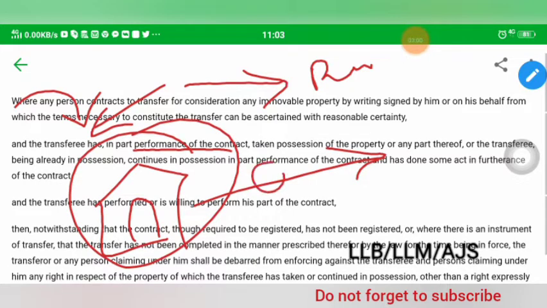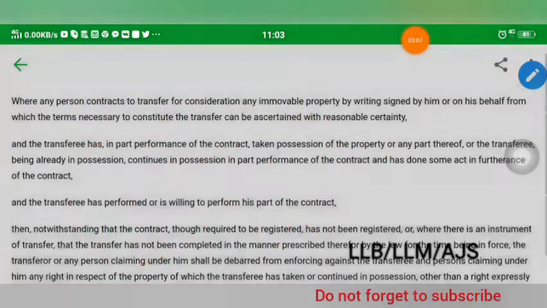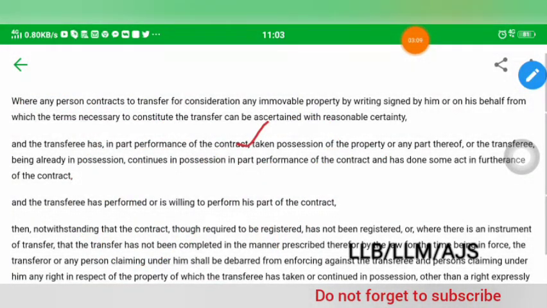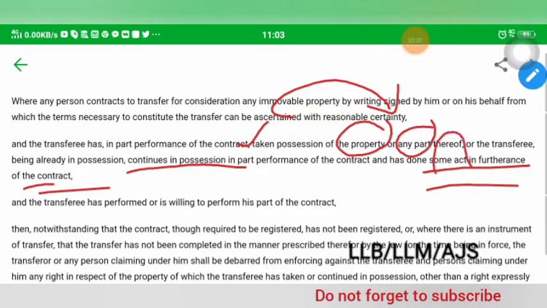So the transferee, that is Mr. B, is in possession of the immovable property. So taken possession of the property or any part thereof. It may be the whole of the property or any part thereof, but taking possession is essential. Or the transferee, already being in possession, continues in possession in part performance of the contract, and has done some act in furtherance of the contract.